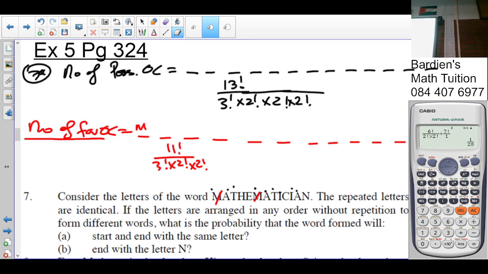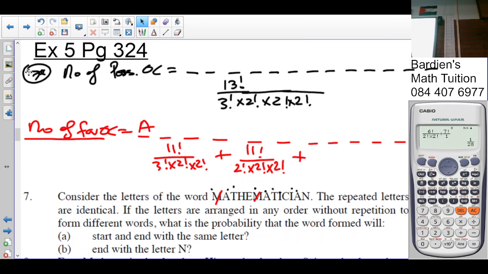Okay, what is the next one? A. It starts with an A and ends with an A. How many A's are there? 3. Not so. So that is going to be 11 factorial over 2 factorial times 2 factorial times 2 factorial.